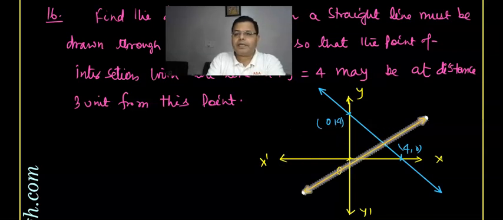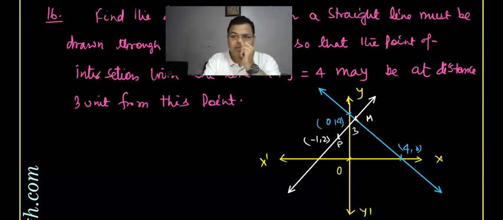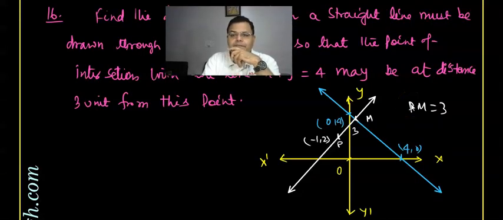So here is another line that will pass through it, say like this. There can be any other line, and this line has passed through minus 1 comma 2, and the distance of this point from the point of intersection, that is M, is 3 units. That we have to calculate. So PM is 3 units. So we have to find the direction of this line, that is angle theta, which passes through minus 1, 2 and is at a distance of 3 units from this line.